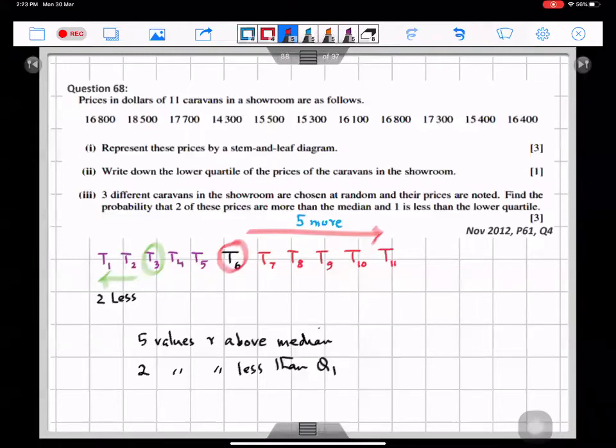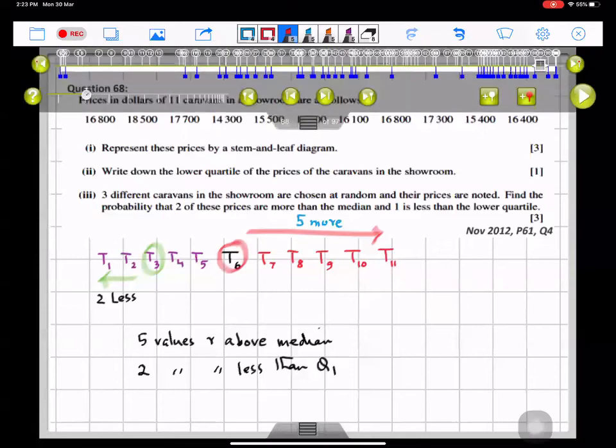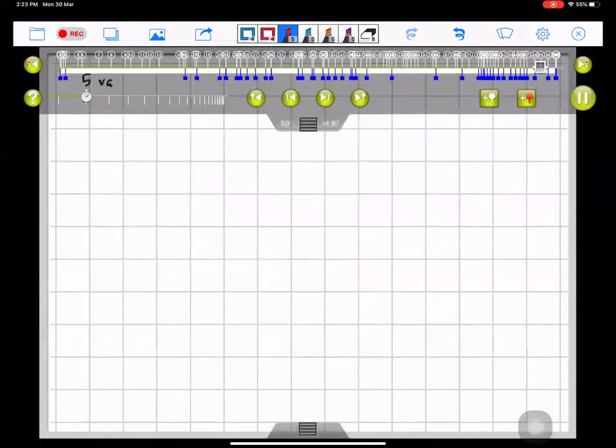Now there are 2 ways of working this out. One is the method of using probability with a sprinkle of permutation, and the other one is the concept of combination. Let's have a look. 5 values are more than median and 2 values are lesser than lower quartile. How many caravans are there altogether? 11. Common sense tells you that it's a question of without replacement.